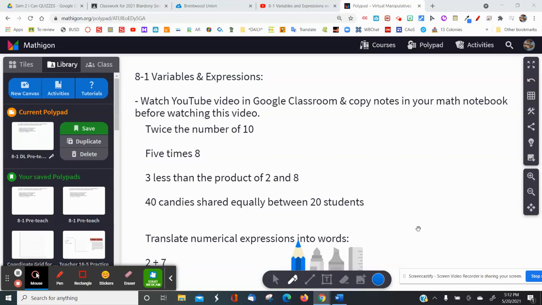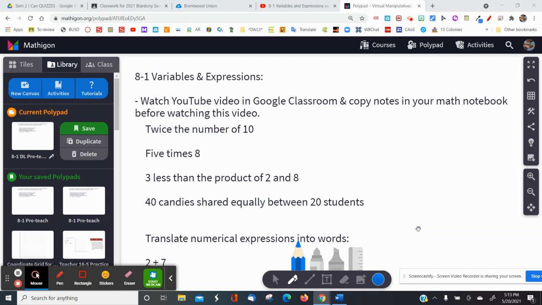Okay, so let's do some practice problems together and then you guys can try a few on your own. So just make sure that you watch the YouTube video in Google Classroom first before following along in this Polypad, because you're going to need my notes to help you with solving some of these expressions and problems.